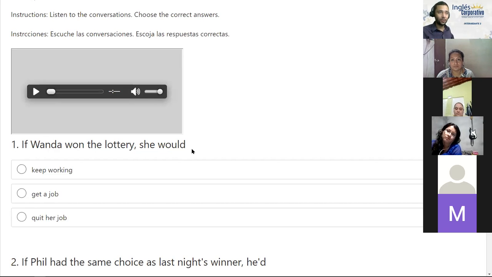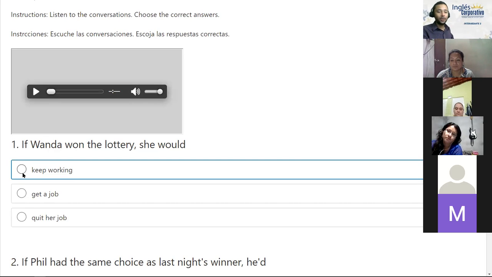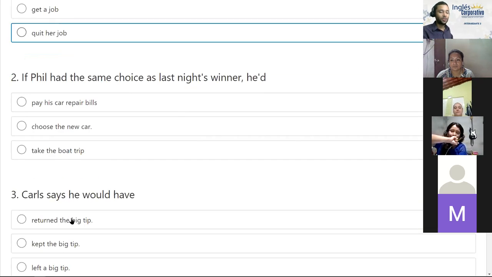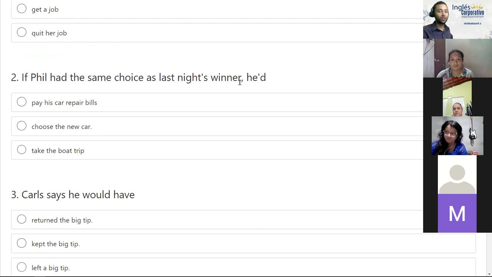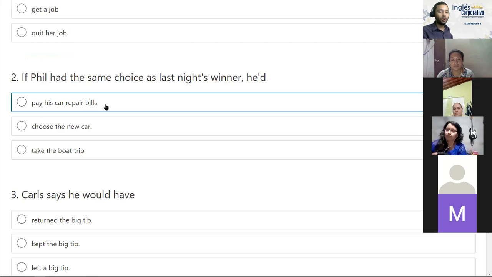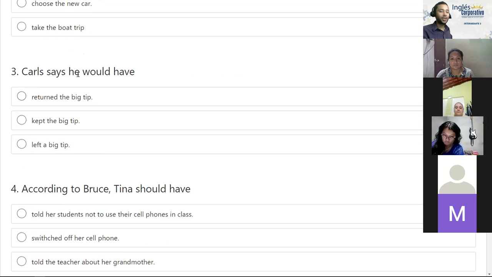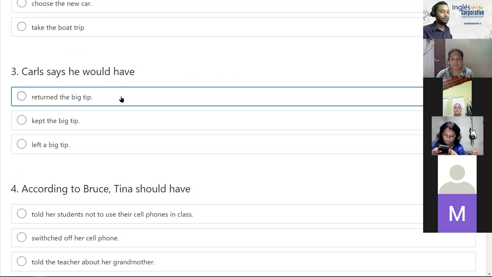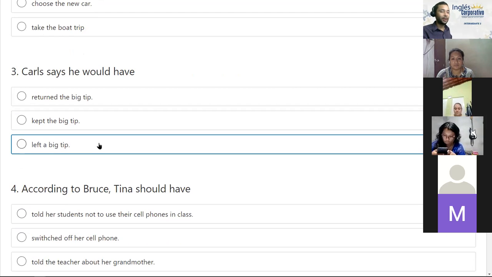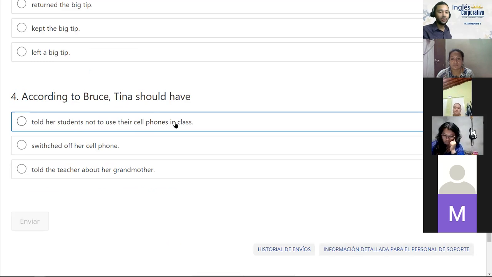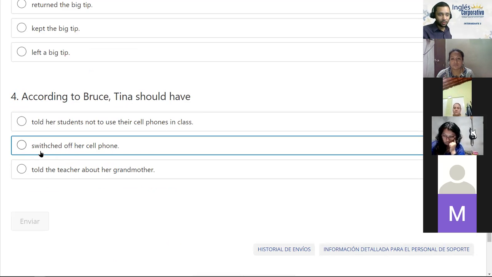This is the present and real conditional or second conditional that we have been studying. She would keep working, she would get a job, or she would quit her job. Conversation two, if Phil had the same choice as last night's winner, he would pay his car repair bills, he would choose the new car, or he would take the boat trip. Conversation three, Carr says he would have returned the big tip, kept the big tip, or left a big tip. Tip is propina, right? And number four, according to Bruce, this is conversation four, Tina should have, and this is what we studied today, should have told her students not to use their cell phones in class. Tina should have switched.